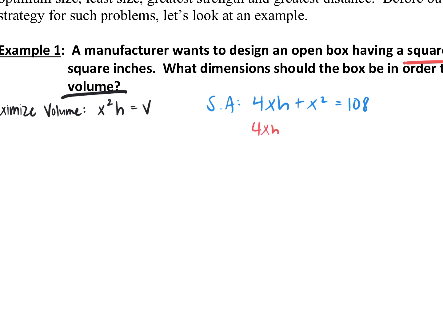So I've got 4xh plus x squared equals 108. You didn't need to rewrite that. I didn't, you're right. It equals negative x squared plus 108. And then divide by 4x on both sides. So I get that h equals negative x squared plus 108 all over 4x.